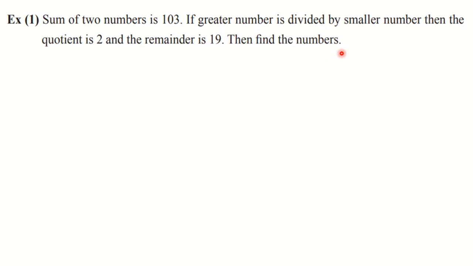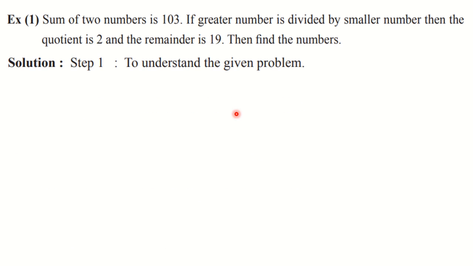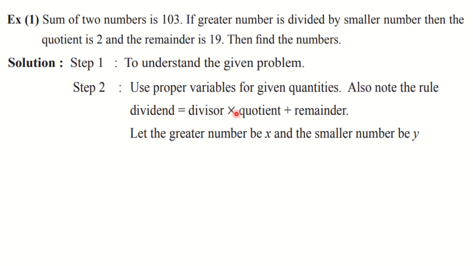Then find the numbers. So we have to find those numbers, and here the numbers are given in the form of greater number and smaller number. So always we have to write down the unknowns as greater number and smaller number. So the very first step is what we will consider, or we will take the two alphabets for the unknown quantities, or two variables for the unknown quantities. Okay. So we have understood the problem. This is step 1. Now step 2, that we are going to use proper variables for the quantities. And here we require one rule here.